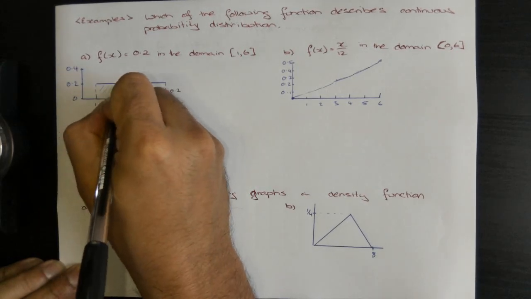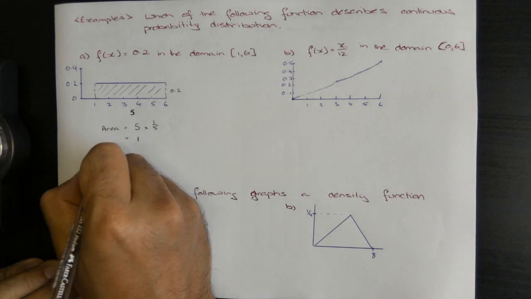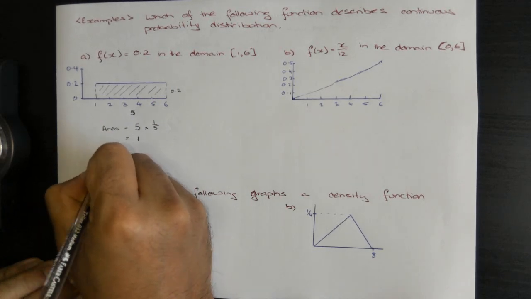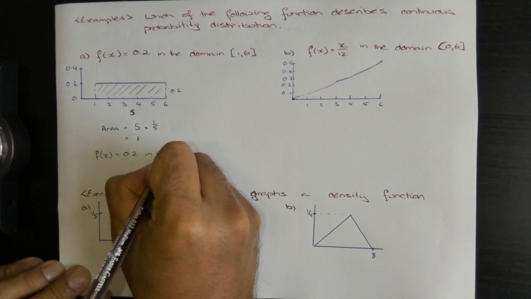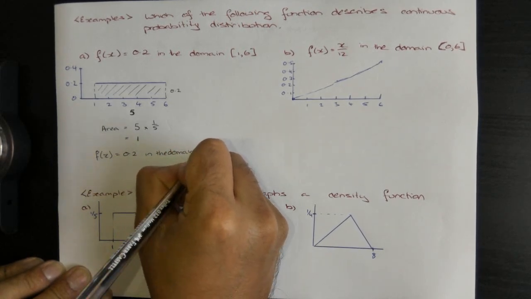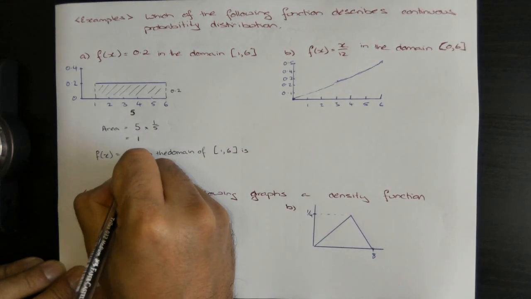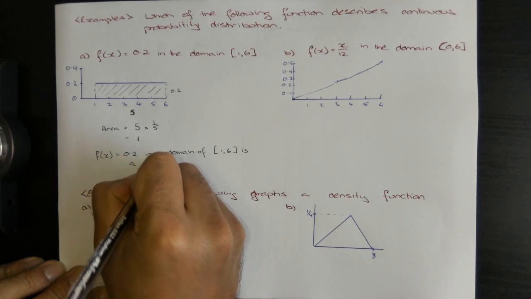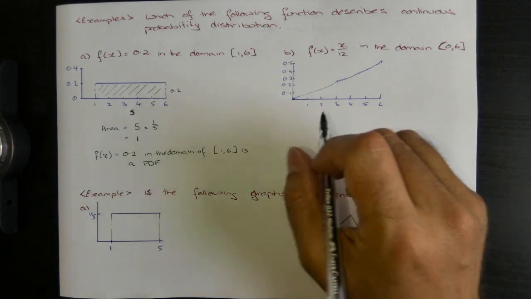And as this area is equal to 1, this function f of x equals 0.2 in the domain of 1 to 6 is a PDF, a probability density function. All right. Here's the next one.